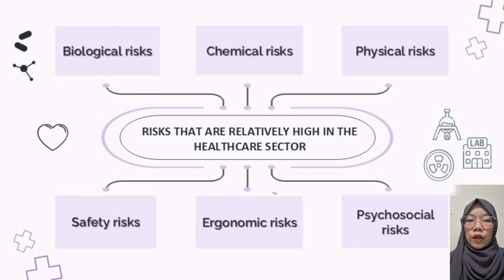The following risks were relatively high in the healthcare sector. First is biological risks such as bloodborne pathogens, airborne pathogens, and contact diseases. Examples are needle prick with patient na HIV positive, and not wearing proper PPE when entering isolation room.